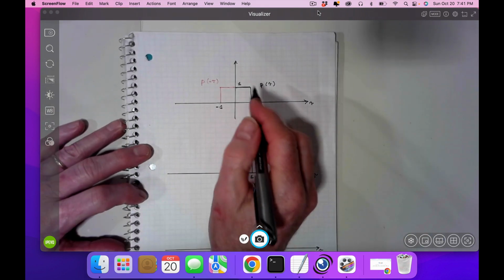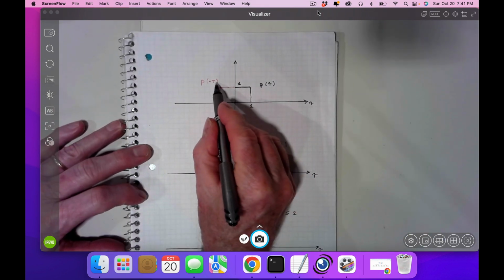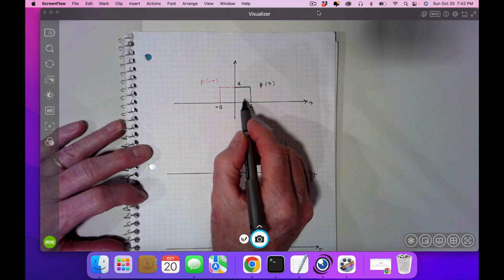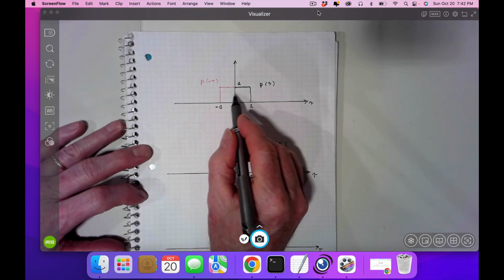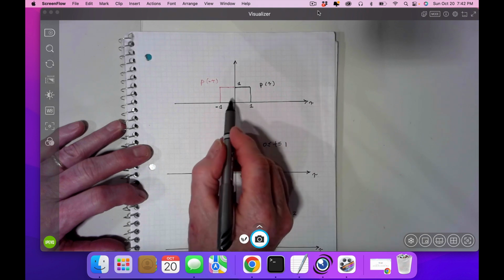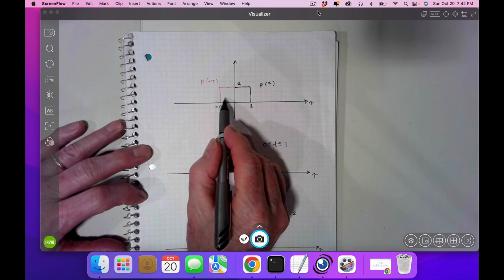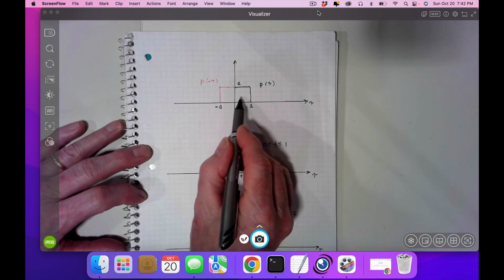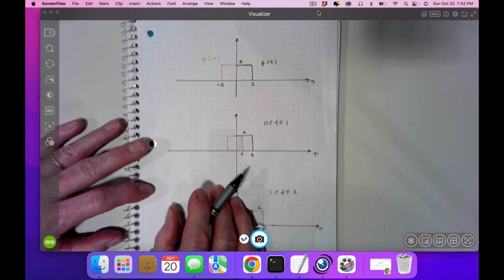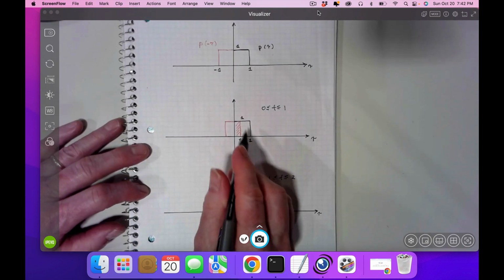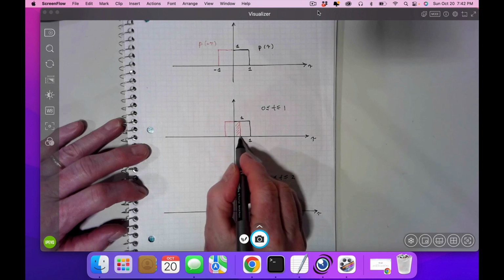So for the first case, when t is equal to 0, here's p of minus tau, here's p of tau, and there's no overlap. In fact, if t is negative, this p of minus tau is going to be over here, and there's no overlap. We're not going to get any overlap or any non-zero integrand until t is greater than 0.